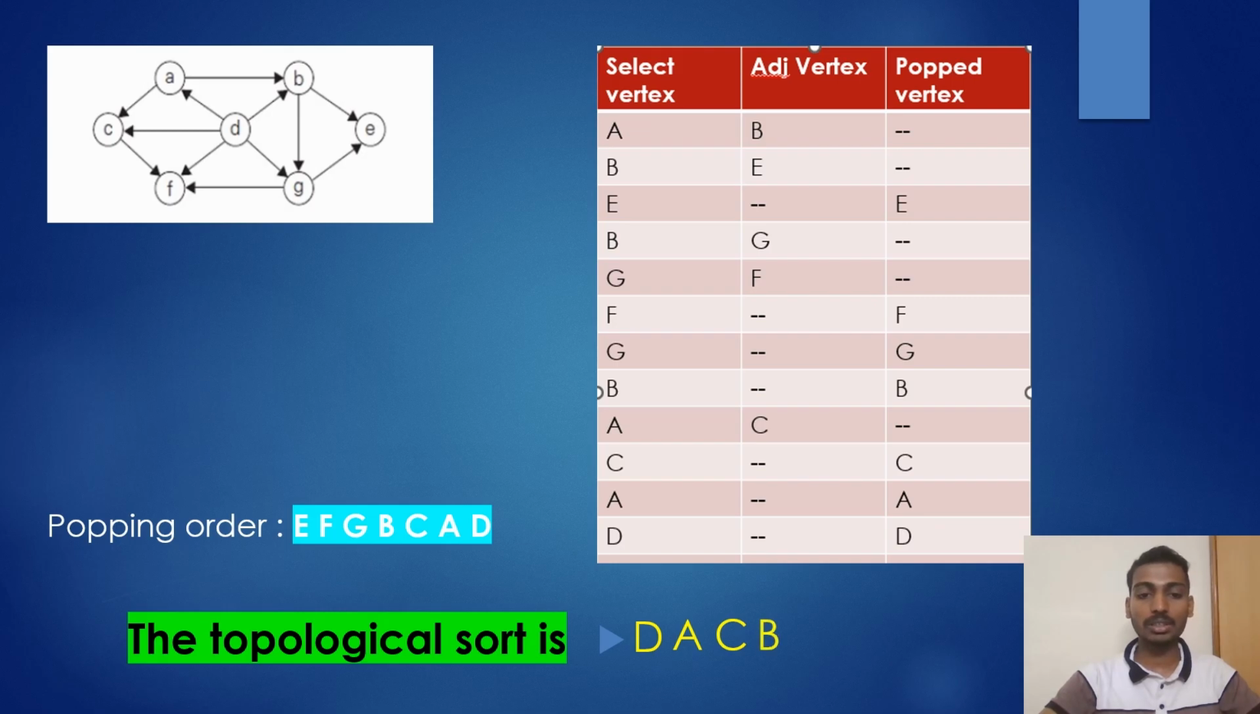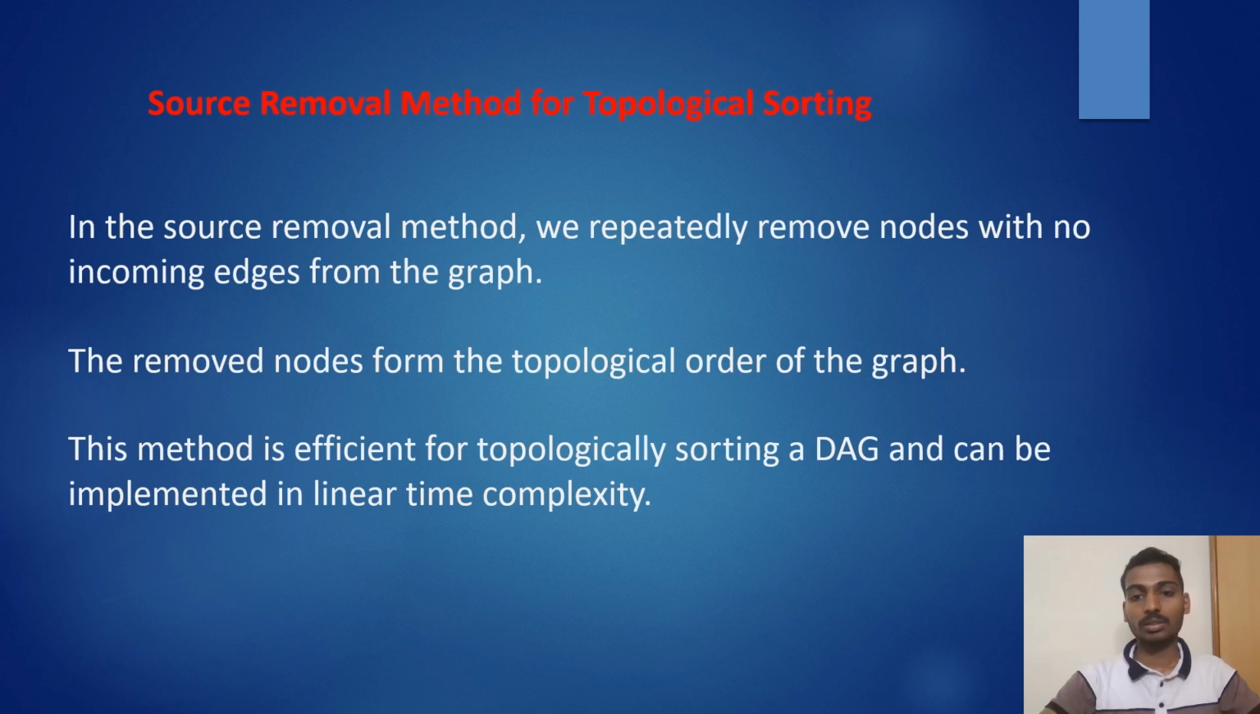This is a topological sorting. Source removal method for topological sorting. In the source removal method, we repeatedly remove nodes with no incoming edges from the graph. The removed nodes form the topological order of the graph. This method is efficient for topologically sorting a DAG and can be implemented in linear time complexity.